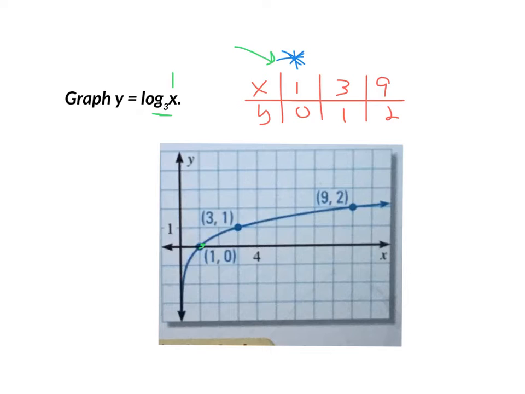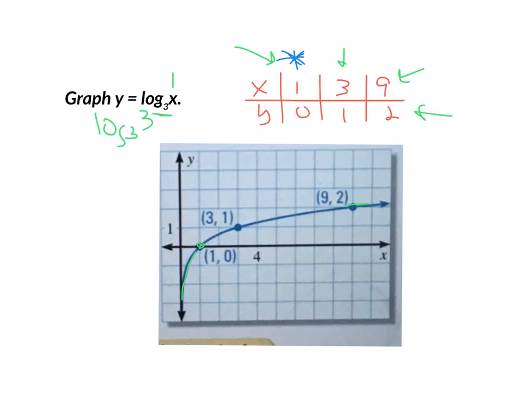So I graphed it right there. I picked 3 because that's what the base was. So it gave me log base 3 of 3. 3 to what power is 3? The first one. And I chose 9 because 3 to the second power is 9. So I always pick numbers that make the work real easy. And I just connected the dots, and there's my graph.